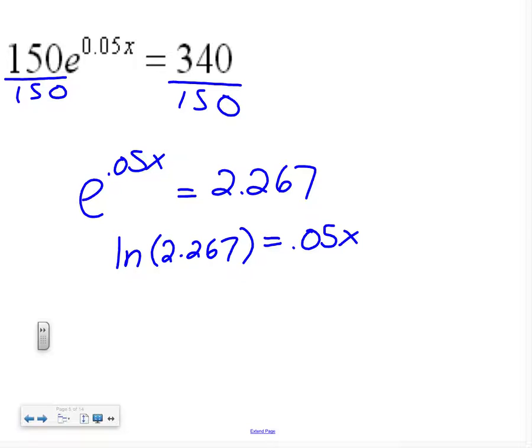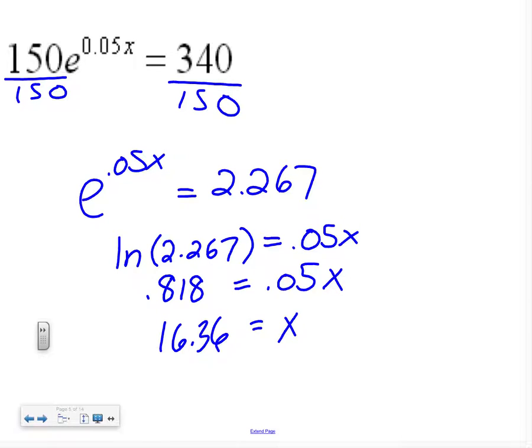So I'm going to press it on my calculator, right? So ln. Find my ln button, third one up from the left. And I get 0.818 equals 0.05x, and now I just divide by 0.05 and I'm in business, right? 0.818 divided by 0.05. That's 16.6. Okay?